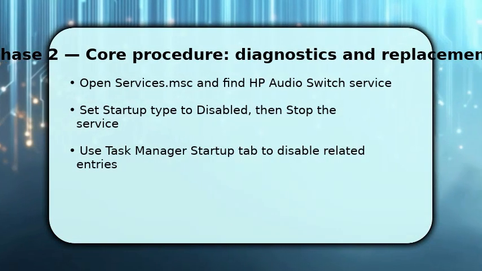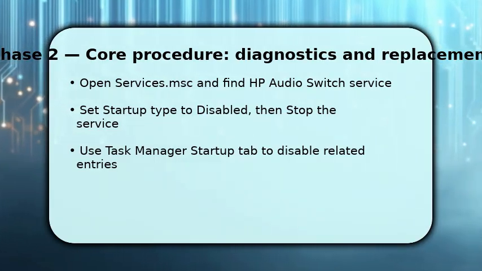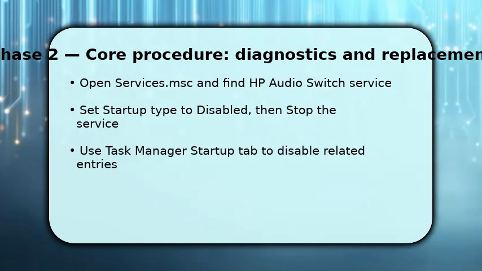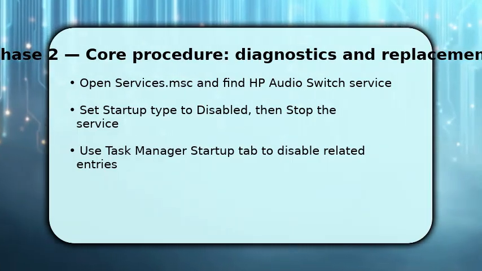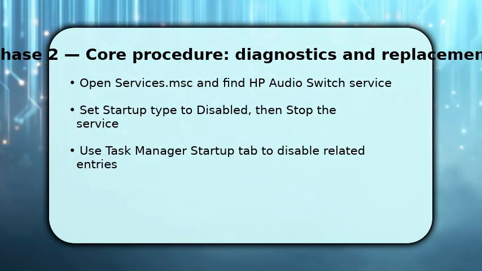Now you remove automatic relaunch. Press Windows plus R, type services.msc, and find the HP Audio Switch service. Double-click to open Properties. Change startup type to disabled, then click Stop to end it right away. This prevents it starting on boot.